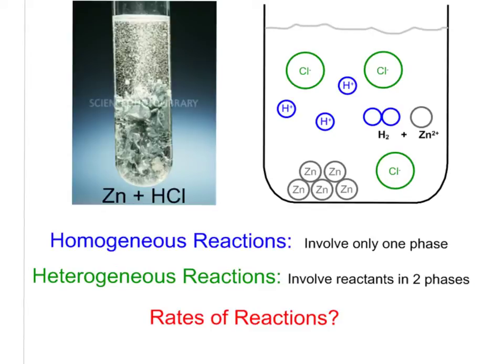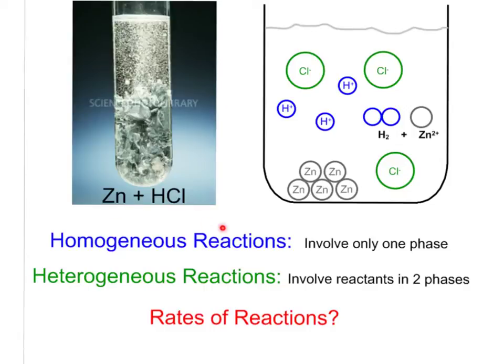We have some new terms to introduce. Homogeneous reactions, however you like to say it, are reactions that involve only one phase. And remember what phases are: solid, liquid, gas. There's only one involved. A heterogeneous reaction would involve multiple phases. Reactants are in two phases at least. So here we have an example of a heterogeneous reaction.